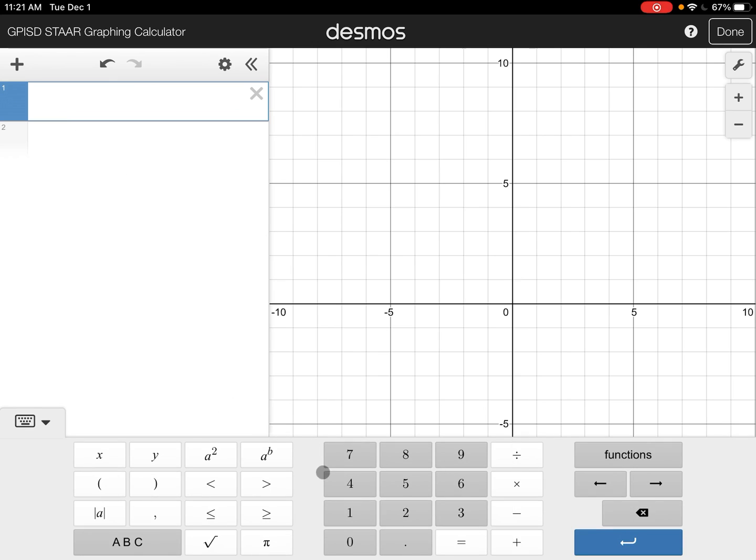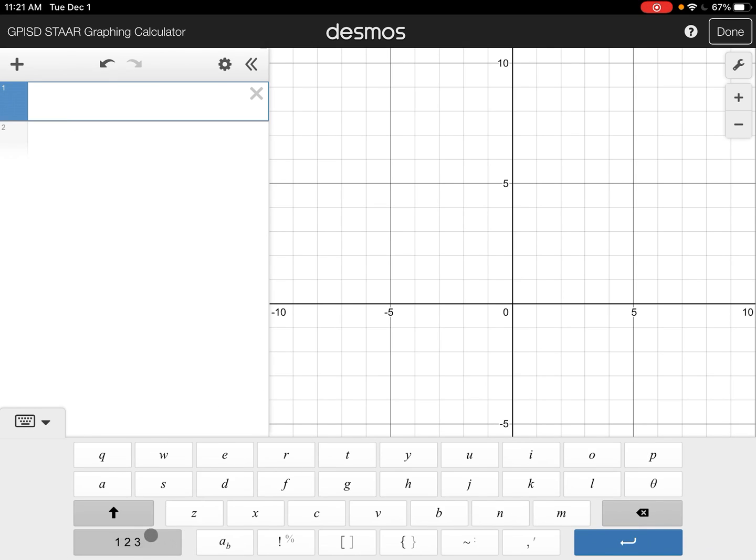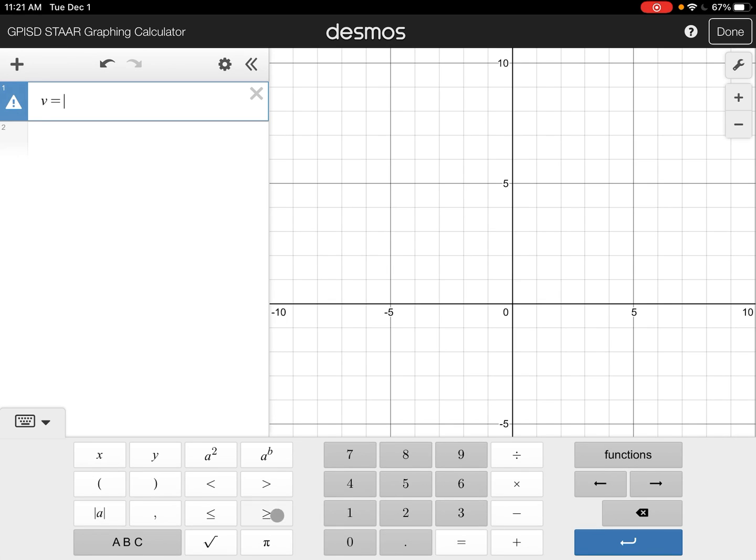So we had volume equals 1/3 pi. Our r was 4.5. Square it, and we multiply that by 18.